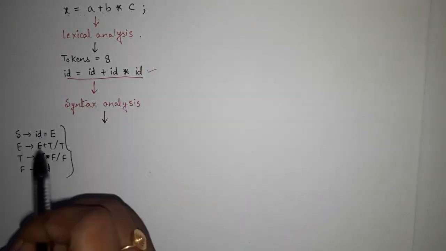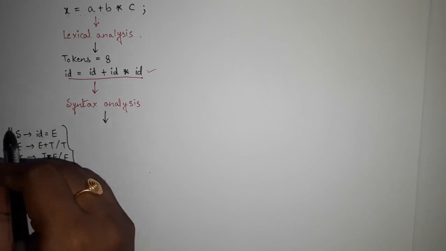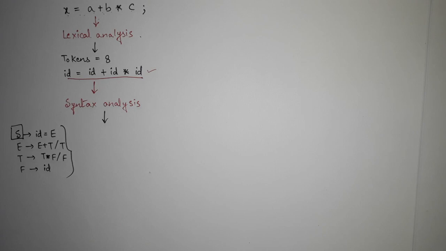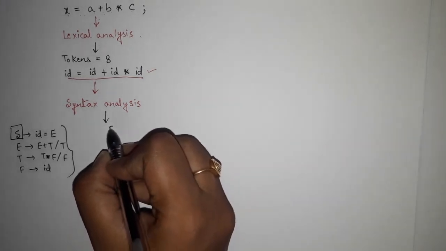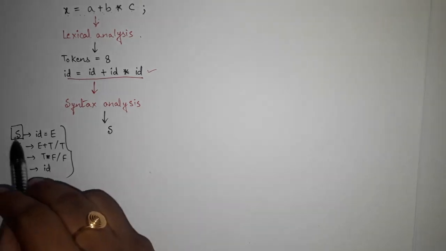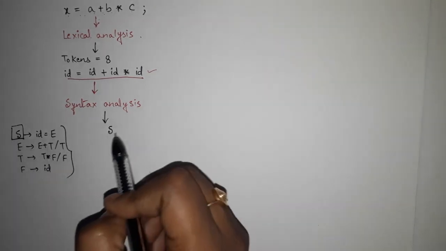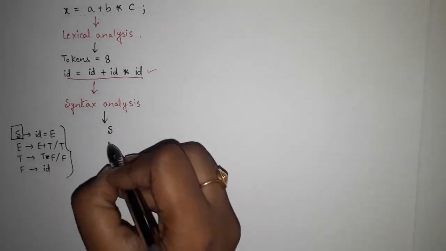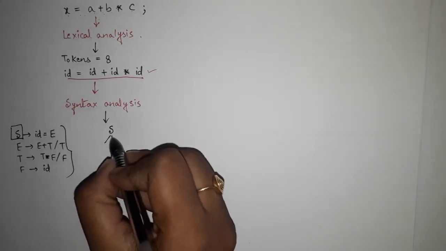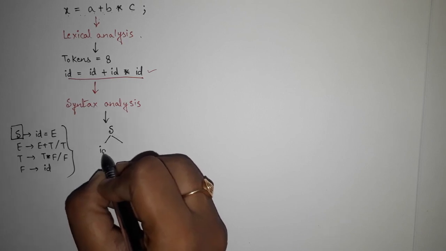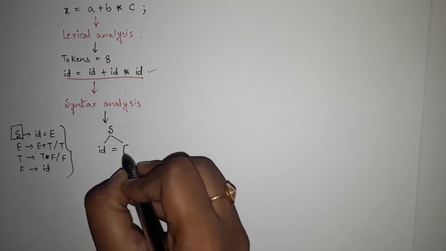So what happens in the parse tree? The first input in our grammar is known as the starting symbol. So the syntax analysis will start, the parse tree will be started with the help of our starting symbol. So first of all, S will be there. S is generating what? ID equal to E. So S is generating ID equal to E.